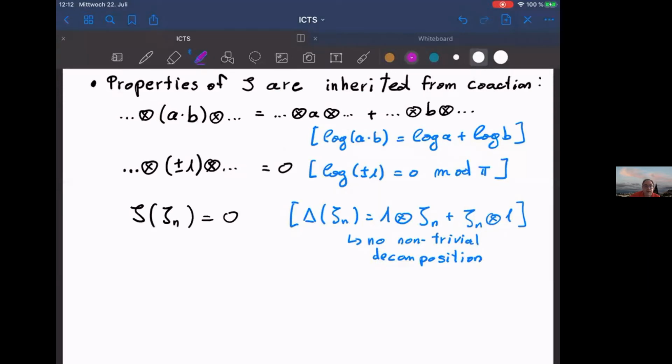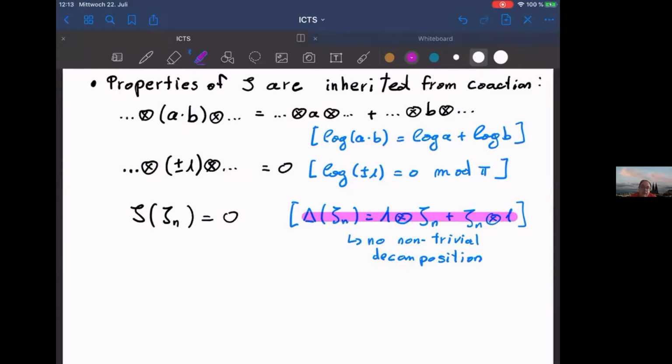The other thing is you also drop all zeta values. Why? Because we have seen that the coaction on zeta n, say n is odd, has only these two trivial terms. You cannot decompose zeta n in any non-trivial way. So the symbol, which would be the piece of the coaction where you decompose it only into logs, is 0. It's not there.